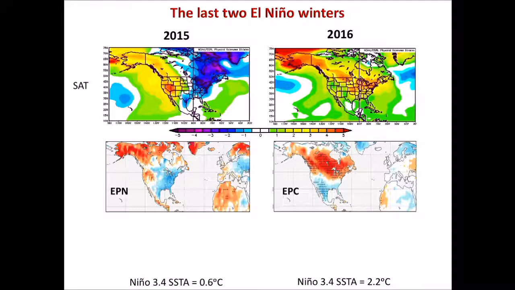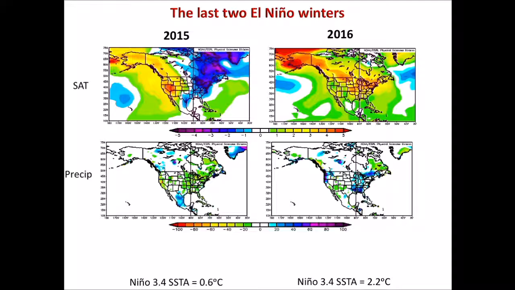Again, 2015, 2016 was warm everywhere, but there are some regions of enhanced warming, and actually Mexico was relatively cool, so cool in a relative sense. So some of the differences between these two winters are consistent with what we see in the composites.